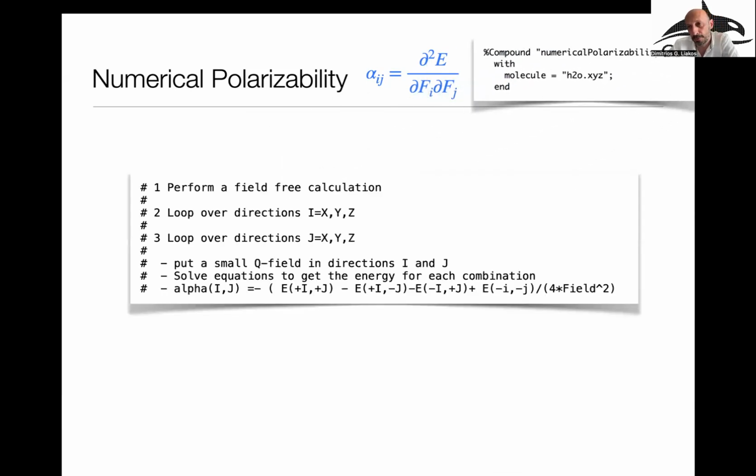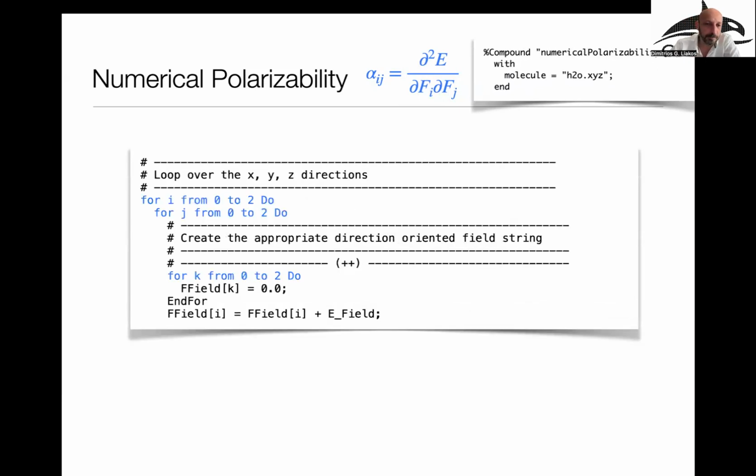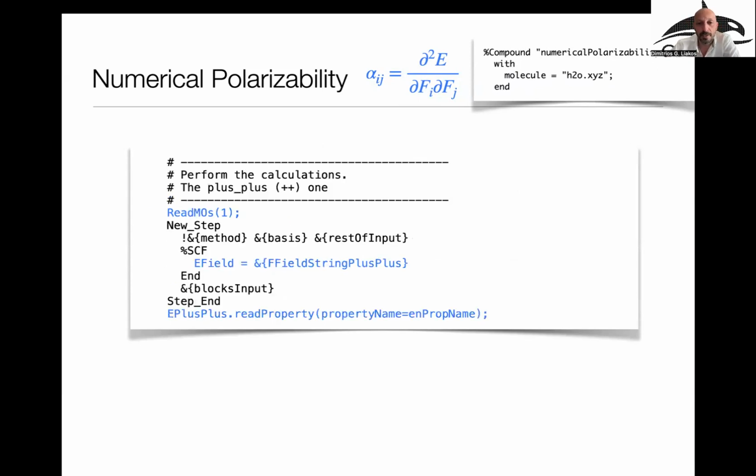is that we have two loops over the Cartesian coordinates. Then for each of them, we add a small field. The field depends on the coordinate. Now, how do we do it? We just have two loops, and the loops go from 0 to 2 because we have three coordinates, x, y, z. And this will create the string for the field. Once we have this, inside the loops, we just run the calculation. And the calculation has everything common but the field. That's the interesting thing.